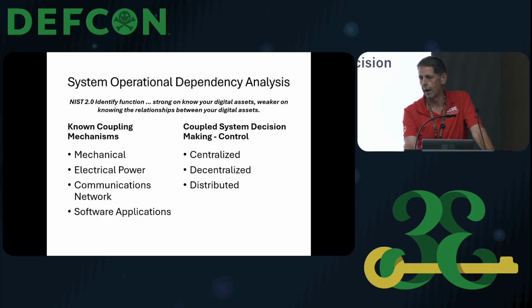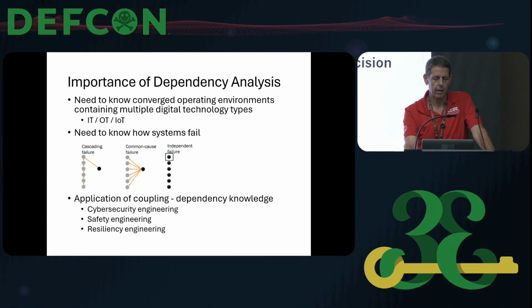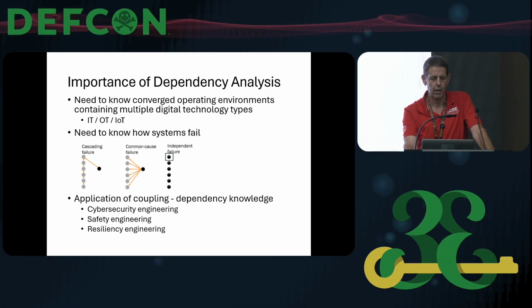It can be, the network is a coupling mechanism, but logically it can be through software applications as well. And then how do you classify the coupling that's taking place? Generally, it's based on where the decision-making is occurring, whether it's centralized, decentralized, or distributed. And then, the importance of the dependency analysis we talked about briefly based on how systems fail.